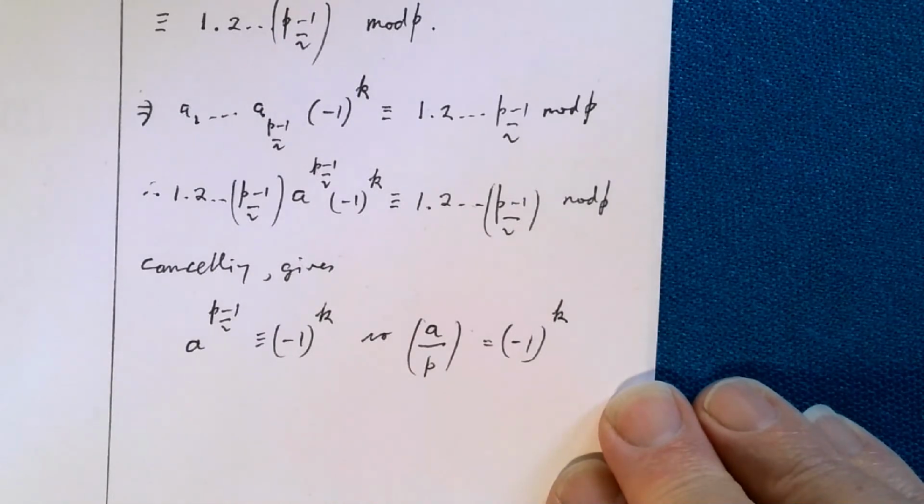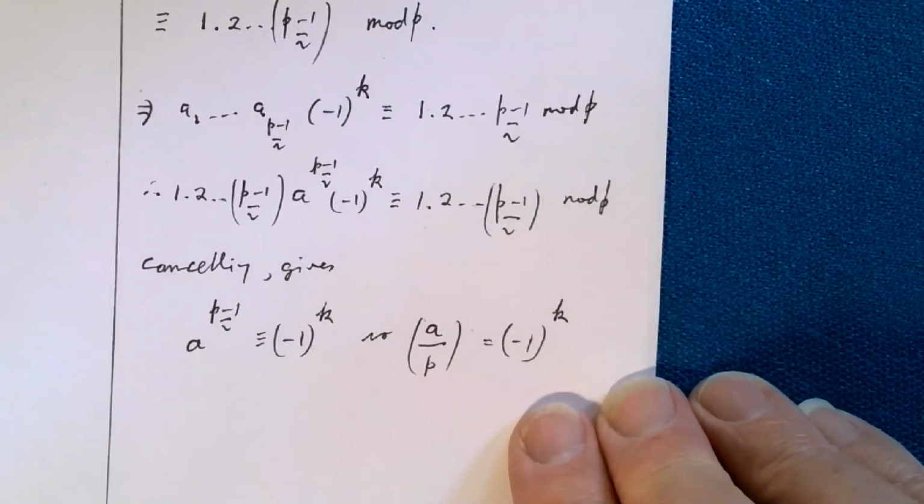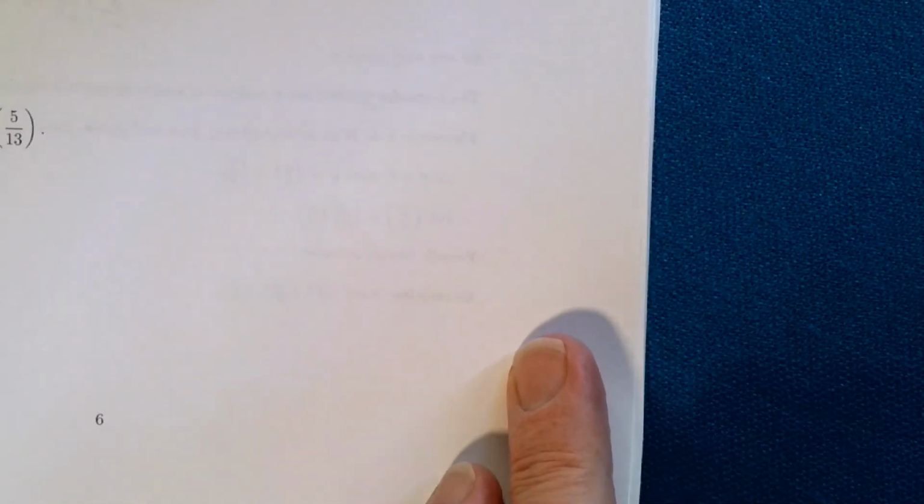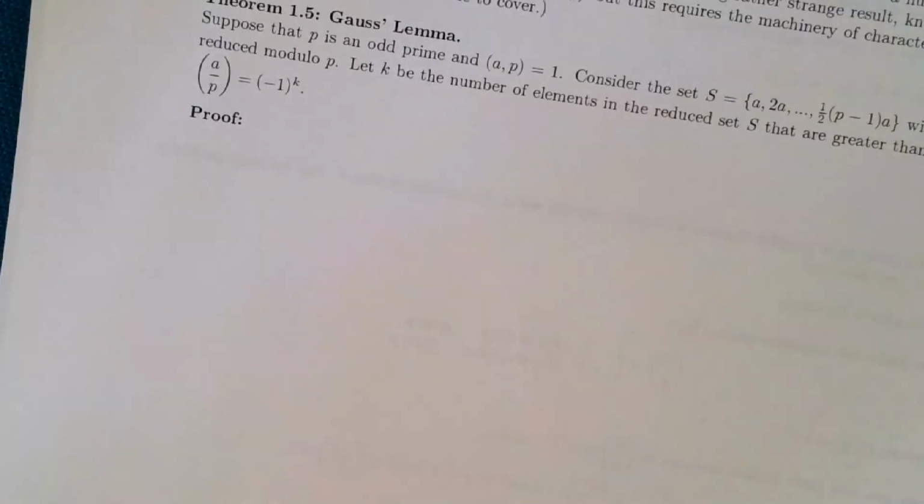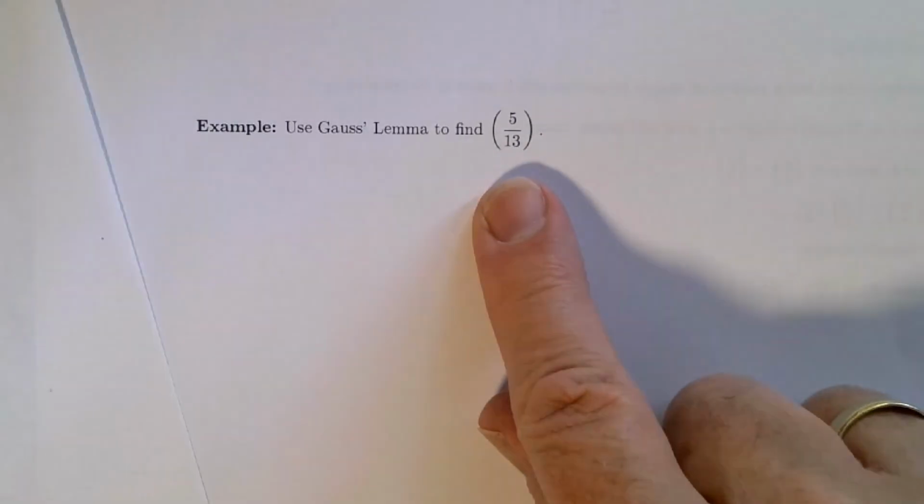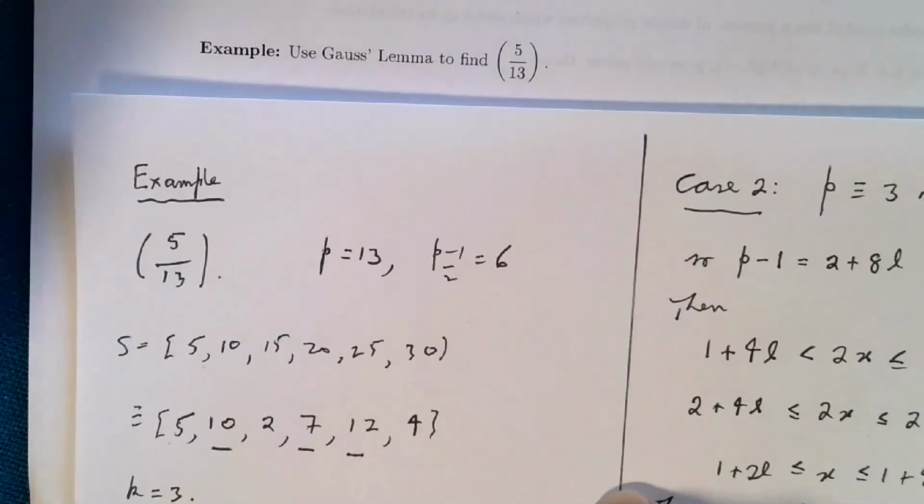Now I would suggest a nice exercise would be to actually calculate by hand one of these Legendre symbols using Gauss's lemma. Perhaps pick one of the ones that we've already pre-calculated. And in fact I'm going to do one of those. I'm going to do 5 on 13 just to finish off with. So there's the proof of Gauss's lemma. We're going to use Gauss's lemma to find 5 over 13. I kept the numbers small here. So here we are, this is what we do.